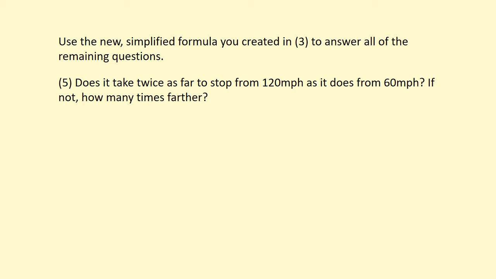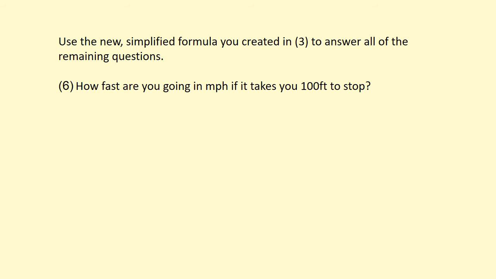So again, for number 5, you're going to use that same new formula, that simplified formula from number 3. So it's not going to have so many letters in it. It just should have a V and a D and a bunch of numbers. And this question, intuitively, you can look at it and come up with an answer. Maybe it seems obvious that, well, if you're going twice as fast, of course it's going to take twice as far. Or maybe it seems obvious to you that it's not the case for some reason. But either way, verify it with math. Do the math, figure it out, and see what you can come up with. And then see if you can think of a reason for the answer that you get.